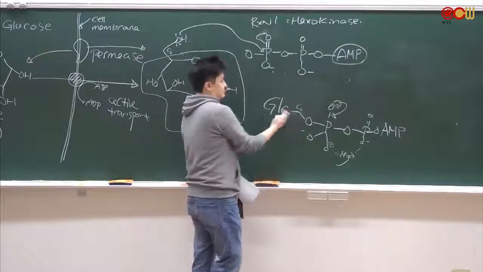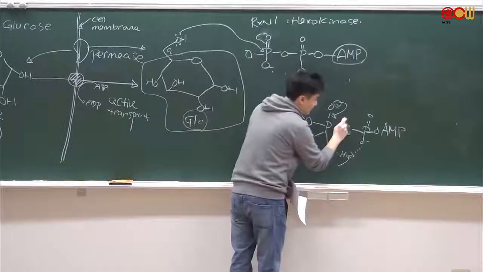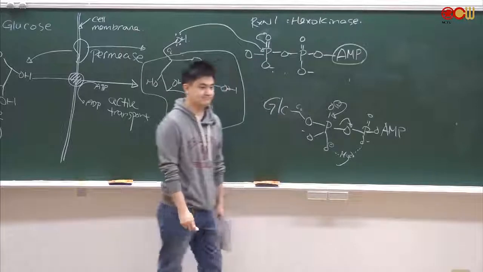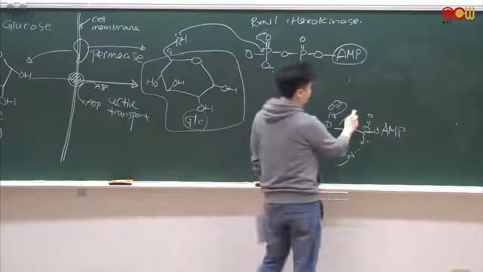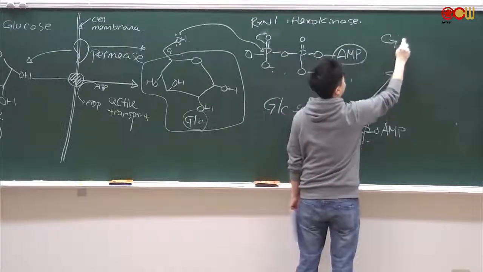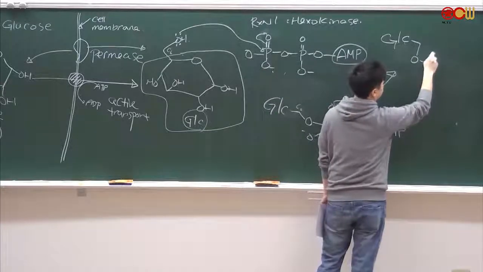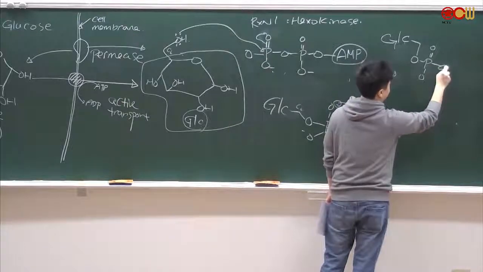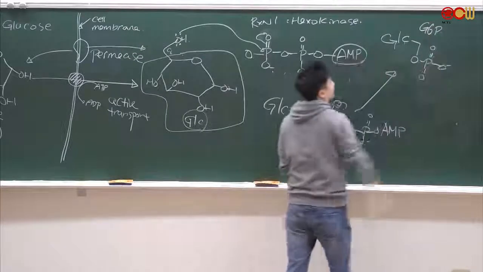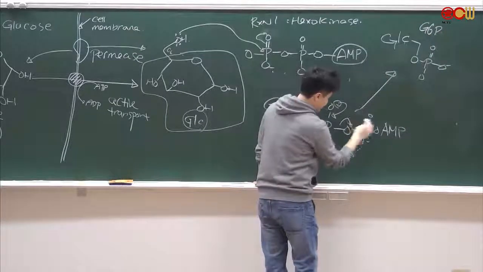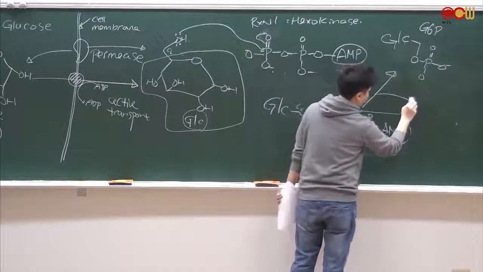You can kick out the glucose, but that just takes you back to where you started. Or you can kick out the ADP. Make sense? Once you kick out the ADP, you're left with glucose, O, and then phosphate. So this is G6P, and the rest, this part, is ADP.